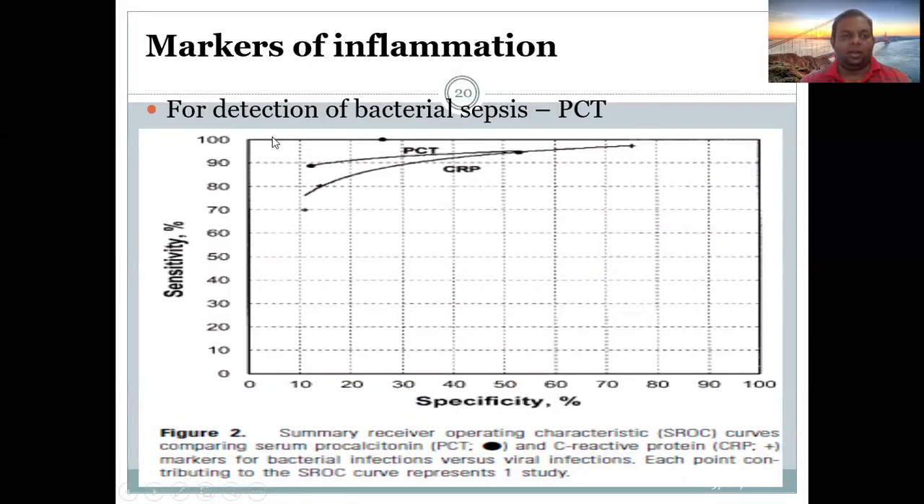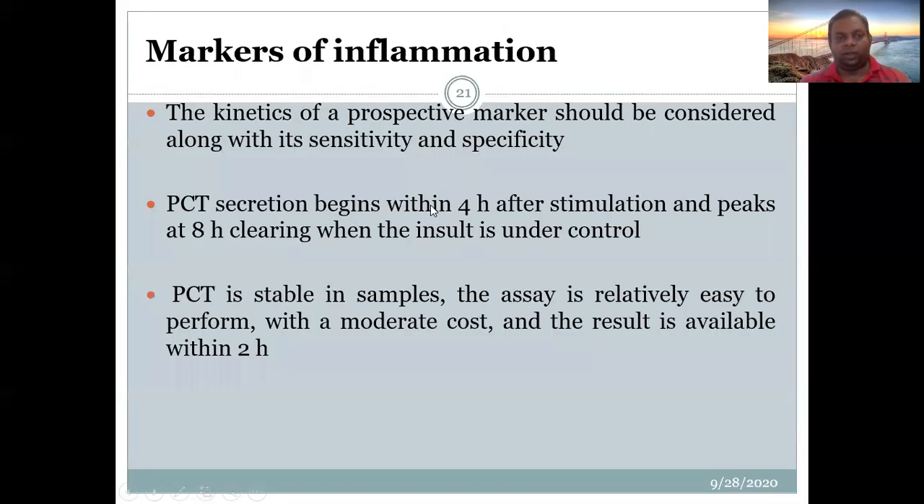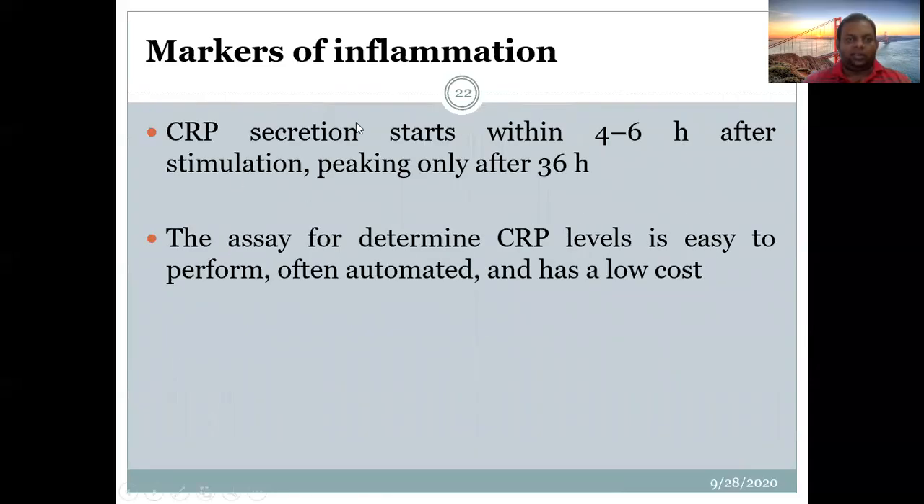Here, in sensitivity, around 90 to 100 percent, PCT is still high for the detection of bacterial sepsis. So PCT is advised. Another important thing is markers of inflammation. If we think about CRP, secretion starts within 4 to 6 hours after stimulation, peaking after 36 hours. It is easy to perform, easy to determine, and low cost. Nowadays automated tests are available, but we have to do it every other day, every 48 hours.